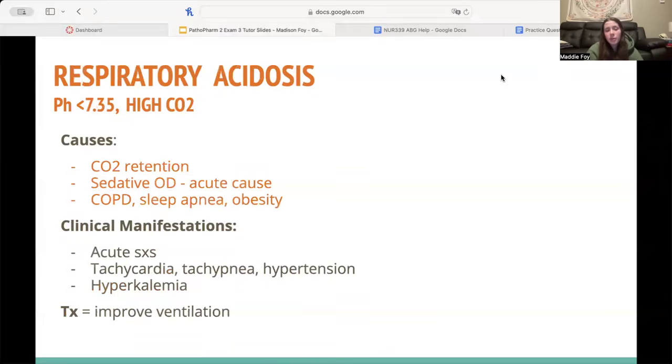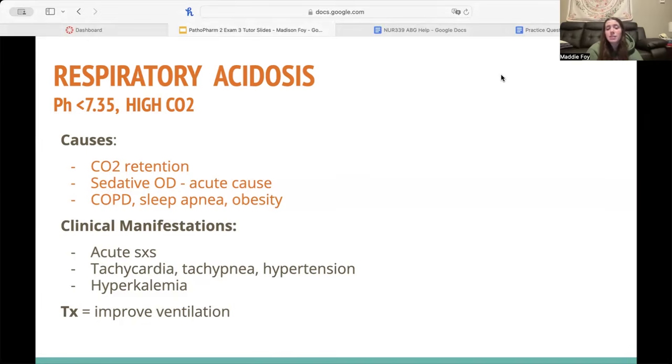Respiratory acidosis, we're going to see a low pH and a high carbon dioxide. And the main cause here is carbon dioxide retention, often from hypoventilation. They're not breathing enough per minute, they're not breathing effectively, causing them to retain carbon dioxide. COPD patients could be in a chronic state of respiratory acidosis because they are constantly retaining CO2. Also, patients with sleep apnea and or obesity. The acute cause, though, that you need to know is a sedative overdose.